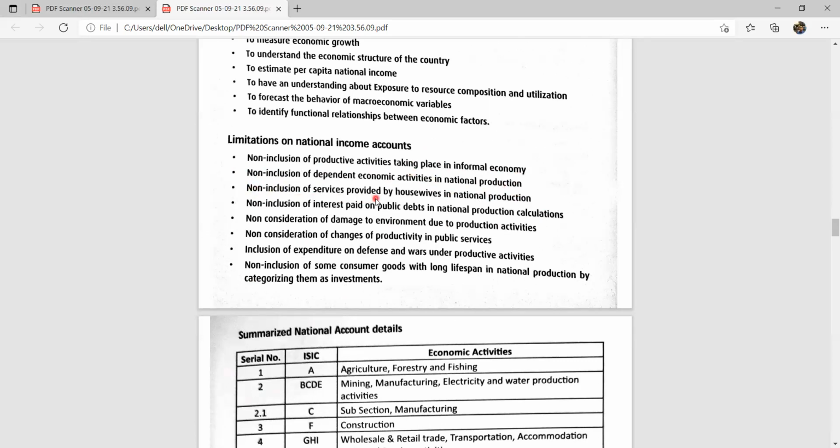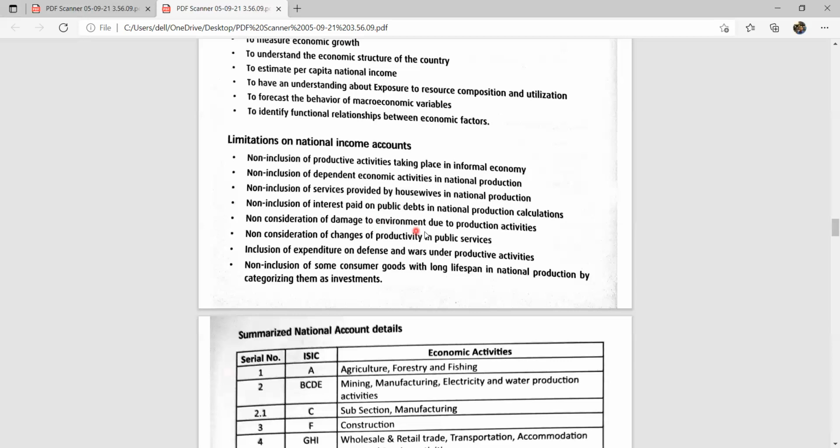Non-inclusion of services provided by housewives in national production, as well as non-inclusion of interest paid on public debt in national production calculations. Here, the government pays interest when they take loans, but such an interest payment is said to be a transfer. Therefore, it is not included.